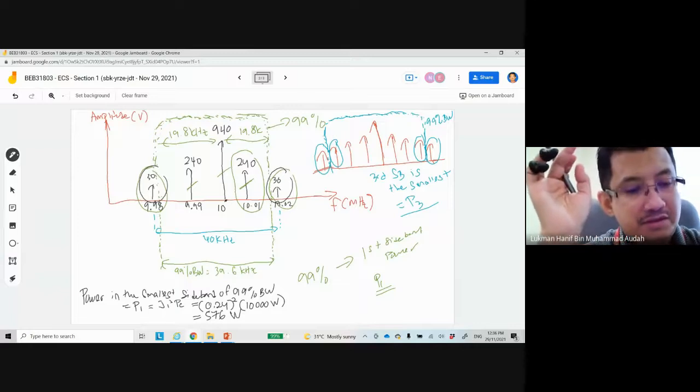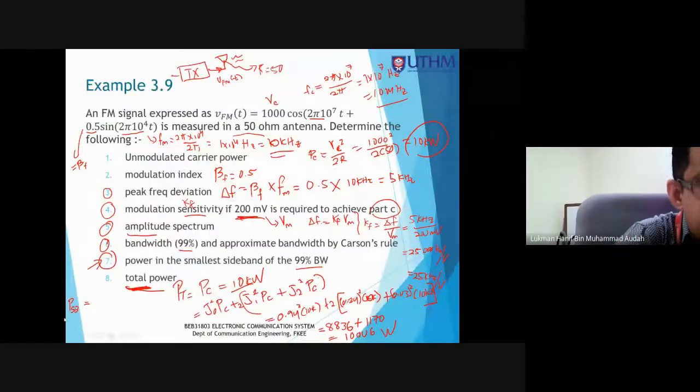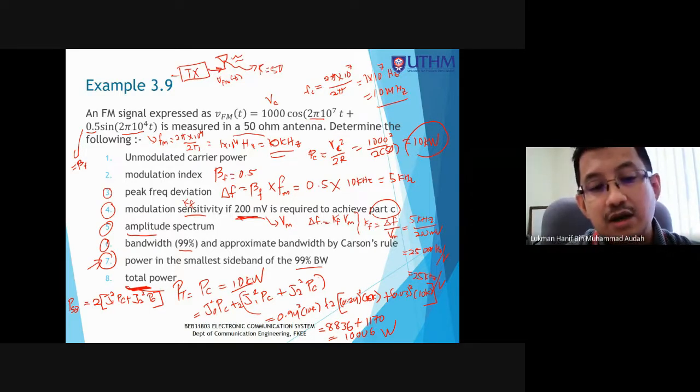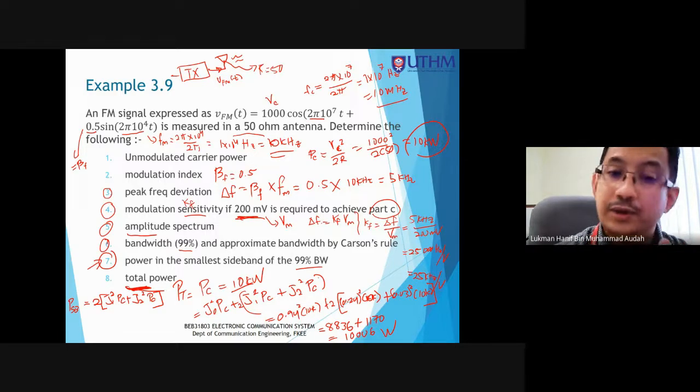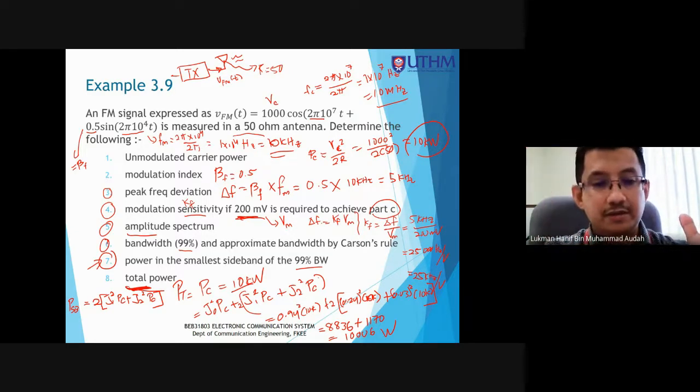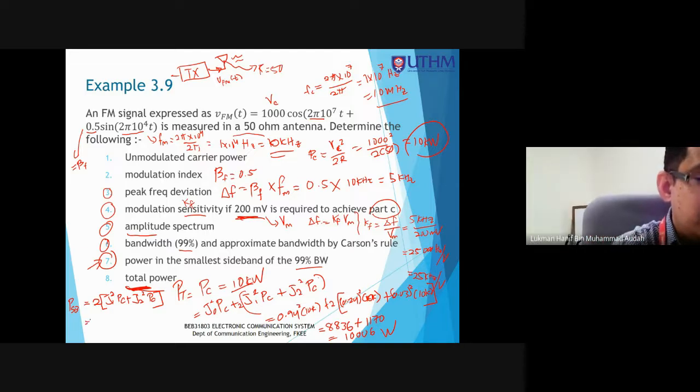Okay, that means P sideband is equal to 2 times, ni komponen yang tadi lah, J1 square PC plus J2 square PC. Okay, ini kalau soalan tanya find the sideband power. So kita kira power sideband saja. So kalau ada dua pasang, kita kena tambah semua sekali. Okay. So that means 2 kali, ni tadi kita dah kira lah. 2 kali ni, so kita akan dapat 1170. Ni saya dah kira tadi 1170.